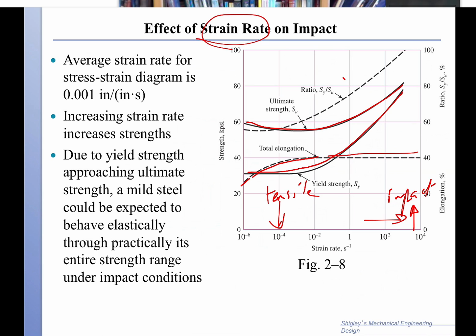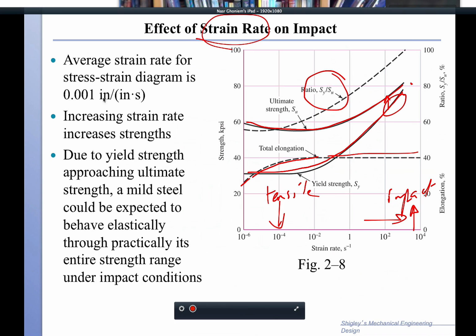And you will see that the ratio of the yield to the ultimate becomes higher and higher, so the yield kind of reaches closer to the ultimate. The ultimate doesn't increase as much as the yield strength, and the yield strength kind of catches up with the ultimate. You can see it's trying to catch up with the ultimate at higher strain rates.